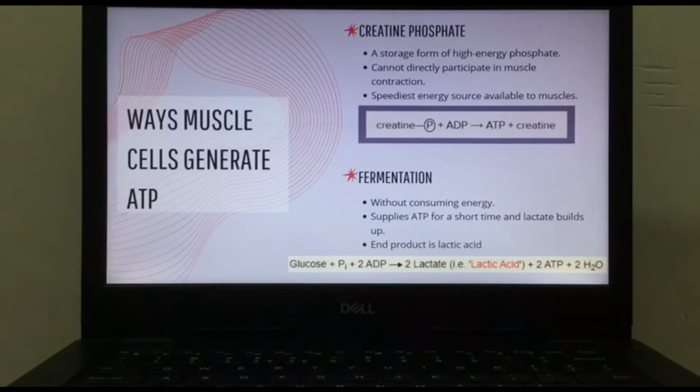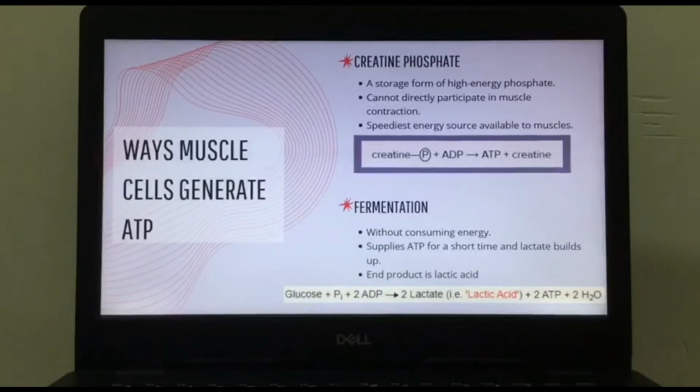When the creatine phosphate is depleted, mitochondria may by then produce enough ATP. If not, fermentation, the second way, will occur. It is without consuming oxygen. It occurs when we start to do strenuous exercise, to produce ATP in a short time, and then lactate builds up. The end product is lactic acid.